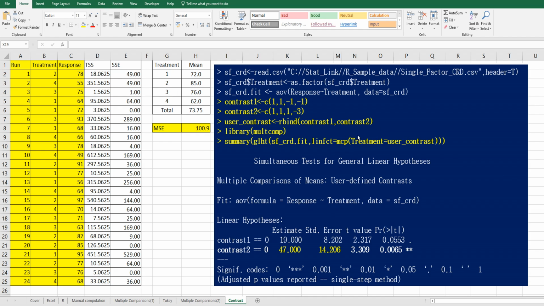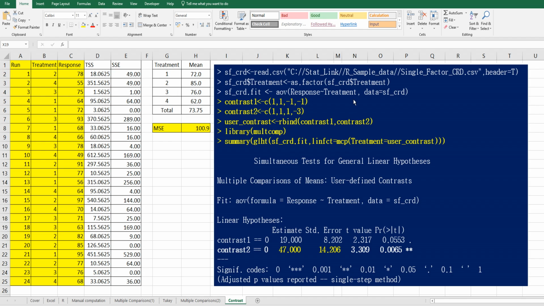In R, once you read data, this yellow color data, you can define treatments as categorical variable. So I used the as.factor function. And you can run ANOVA analysis by the aov function. So Y variable is response and independent variable is treatment.